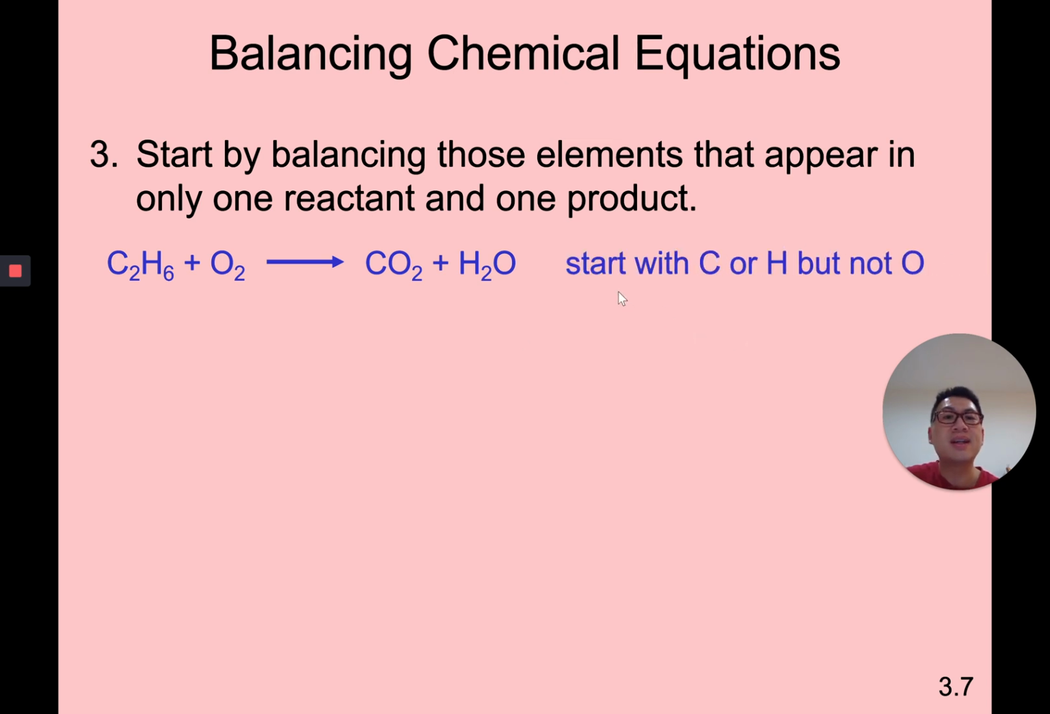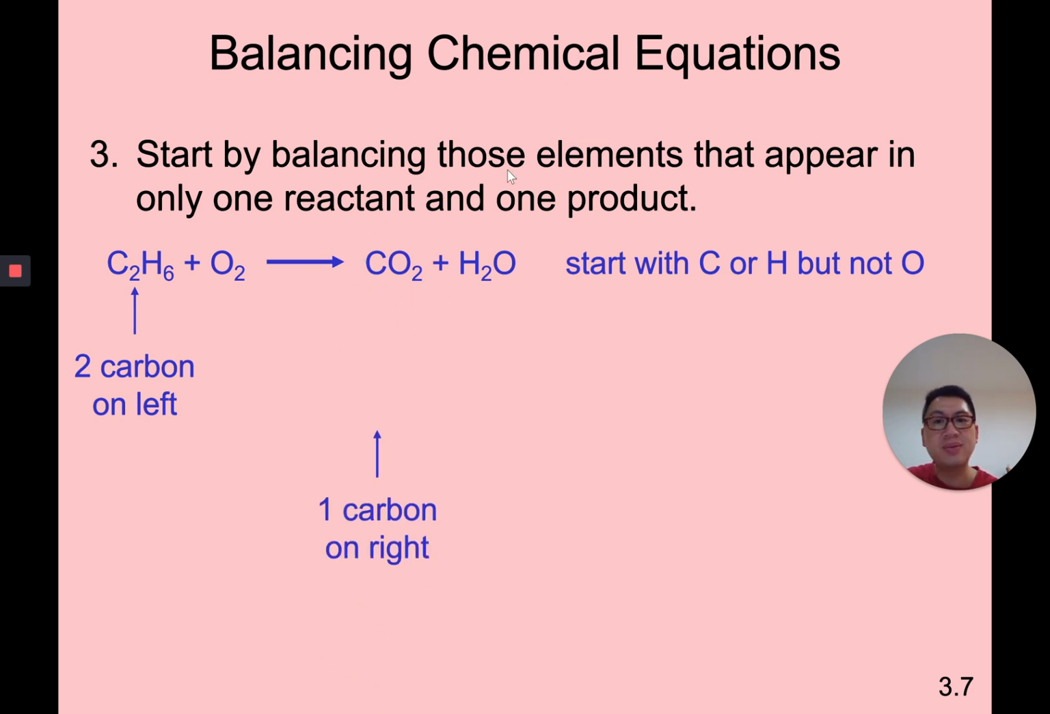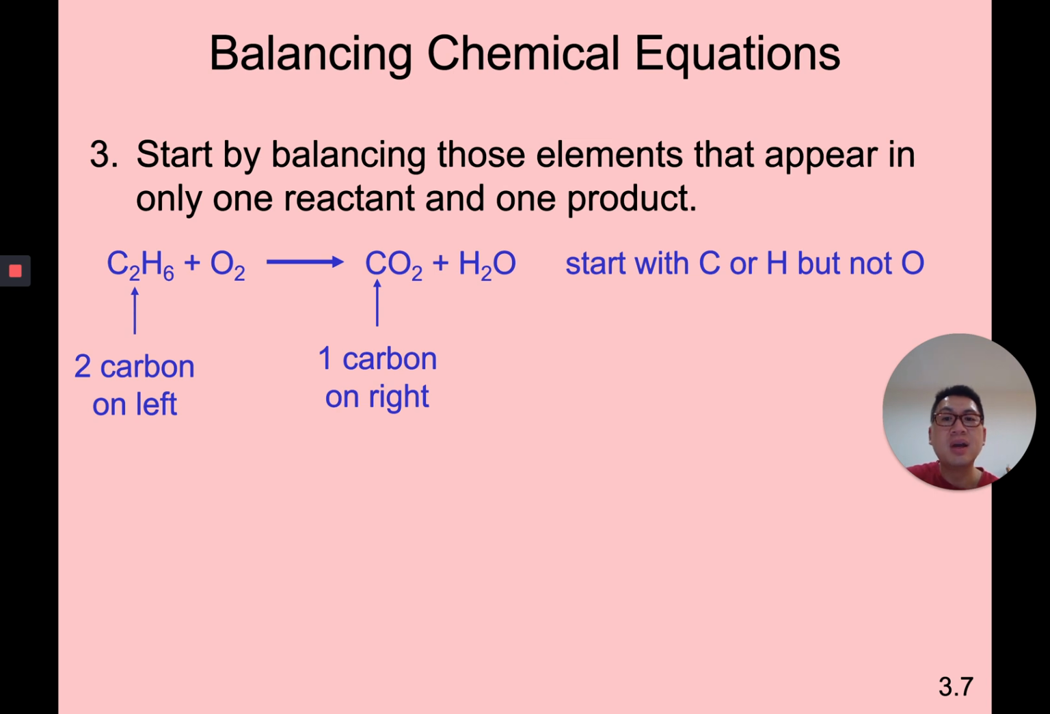Okay, so again, start with carbon, hydrogen, but not oxygen. How many carbons are right there? 2. It says so, C2. There's 2 carbons there. How many carbons are here in CO2? Okay, well, obviously 1. And they're not equal.